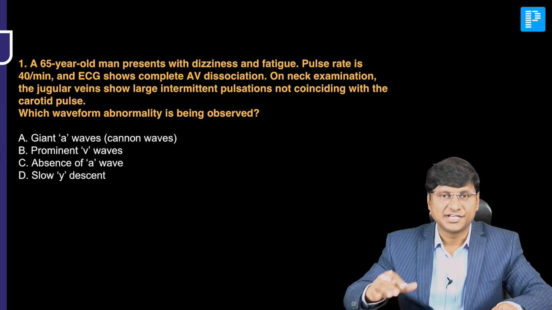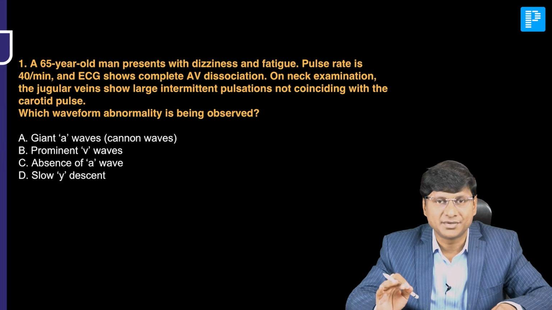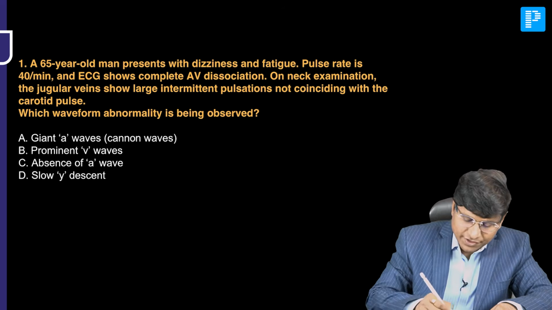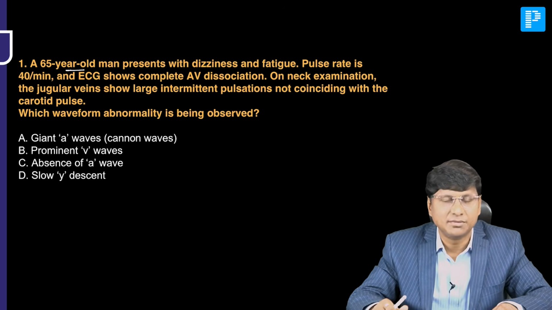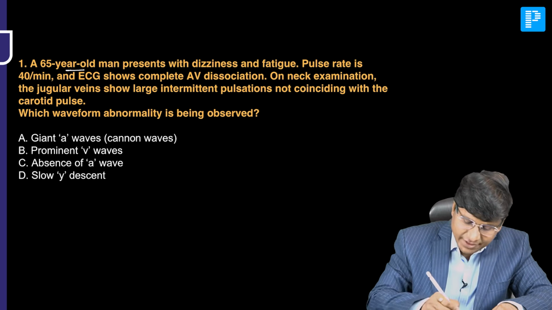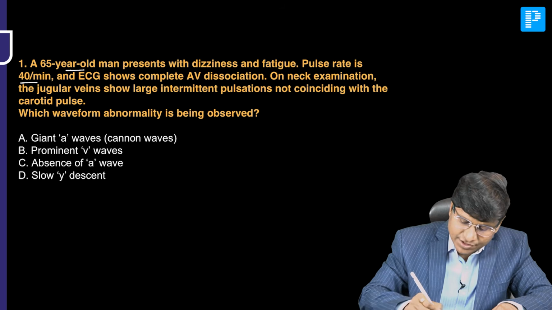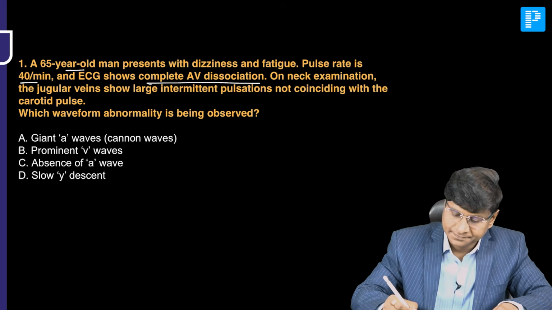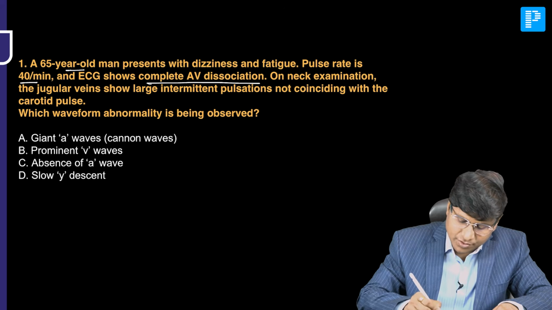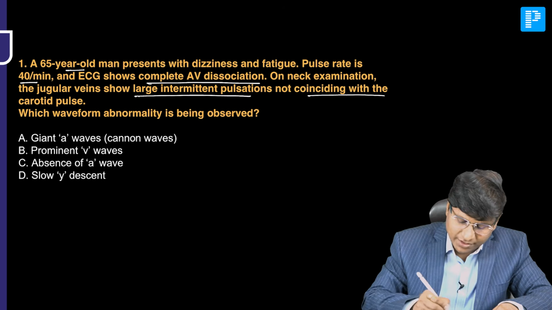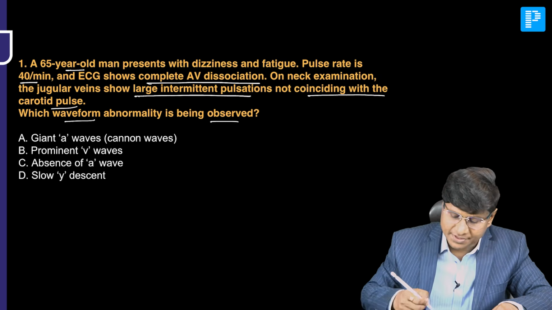So in this particular section, I'll be discussing the questions related to cardiology which you have written in the exam. So the first question is, we have a 65-year-old man presenting with dizziness as well as fatigue. The pulse rate of the individual is 40 per minute and the ECG showed complete AV dissociation, right? That is complete heart block. On neck examination, the jugular vein shows large intermittent pulsations not coinciding with the carotid pulse. Which waveform abnormality is being observed?